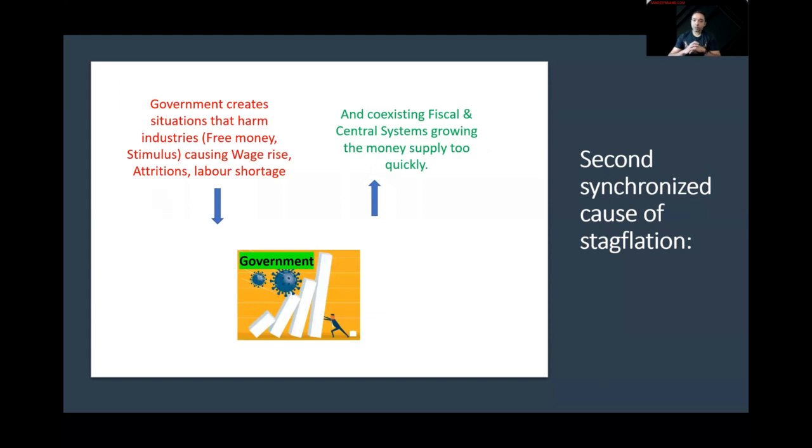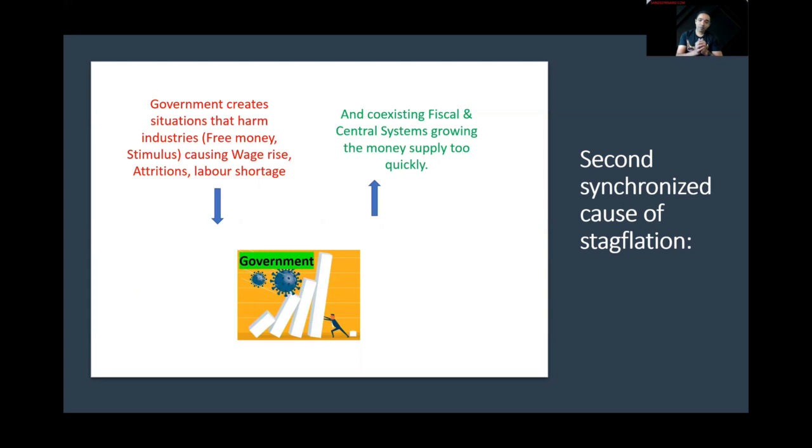Now there is another part to it, which is caused on the government side, the federal side, on the state and central side. Now this is a synchronized cause for stagflation. The government creates situations that can harm industries. Examples: free money stimulus causing wage rise, high attrition and labor shortage. These are all kind of intertwined.